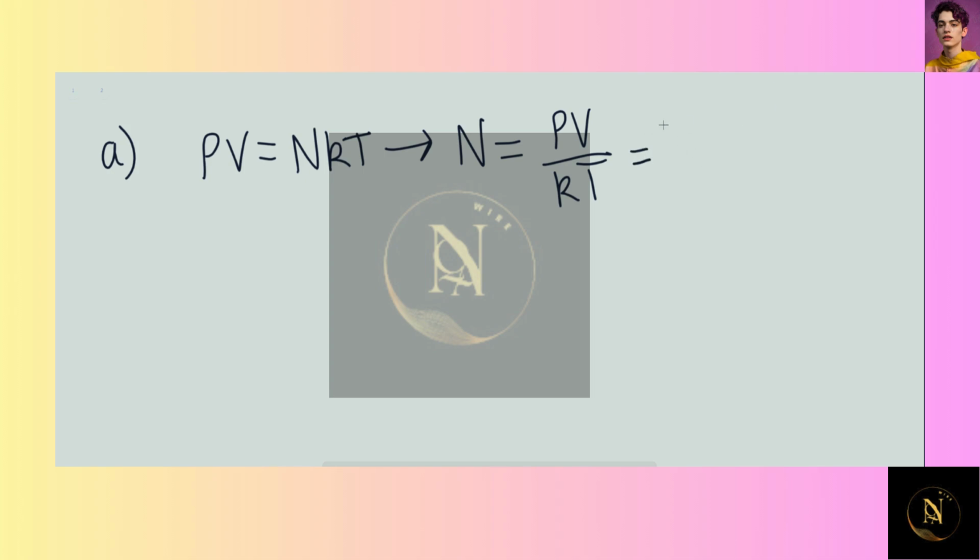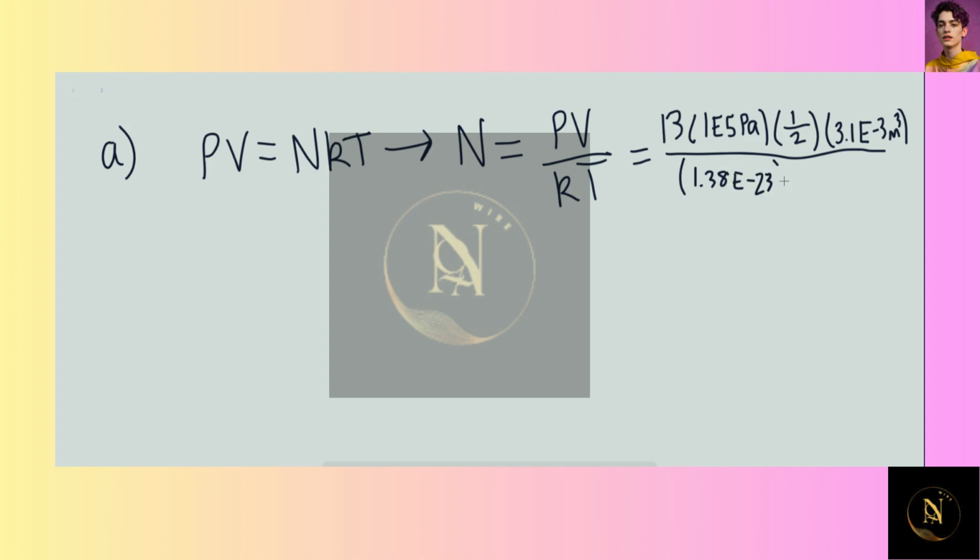So plugging in numbers, an atmosphere is about 1 times 10 to the 5 pascals. We multiply by 1/2 because it's exactly half of each species. The volume is 3.1 times 10 to the negative 3 meters cubed once you convert from centimeters to meters. The Boltzmann constant is always 1.38 times 10 to the negative 23 joules per Kelvin. And the temperature is 293 Kelvin, going from 20 degrees Celsius to Kelvin.